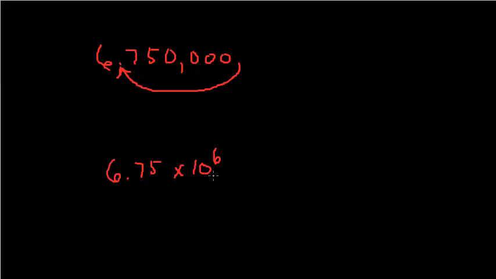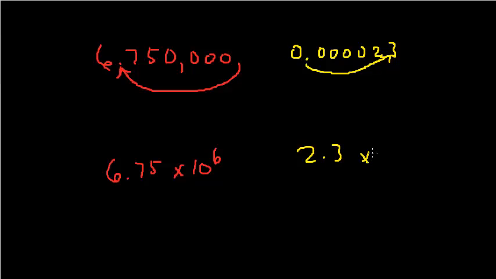10 to the 6th is 1 million. And 1 million times 6.75 gives me back my 6,750,000. I can also do this with small numbers, say for example 0.000023. To rewrite this in scientific notation, again I take my decimal place just to the right of my first non-zero digit. So I have 2.3. Now I multiply this by 10. Now moving my decimal place in the opposite direction, so I'm going to have negative 5th power.